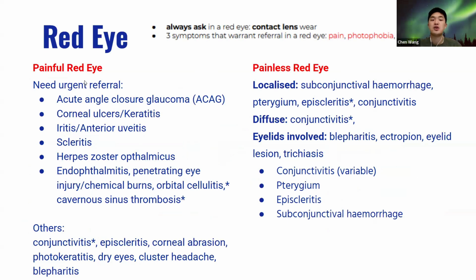So these are things like acute angle closure glaucoma, corneal ulcers or keratitis, which is an infection of the cornea, iritis or anterior uveitis, which are the same thing, scleritis, herpes zoster ophthalmicus, and any trauma and injury to the eye and endophthalmitis as well. For a painless red eye, it's less likely to be super urgent, and these are usually things like subconjunctival hemorrhage, pterygium, episcleritis, and conjunctivitis as well. But conjunctivitis can be painful or painless.